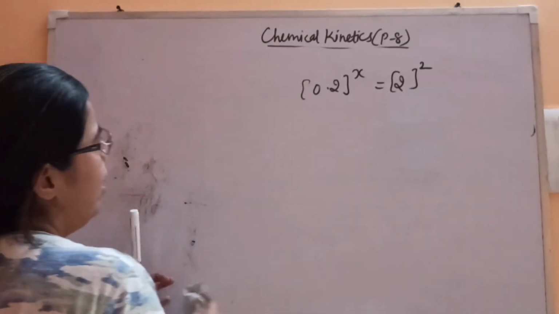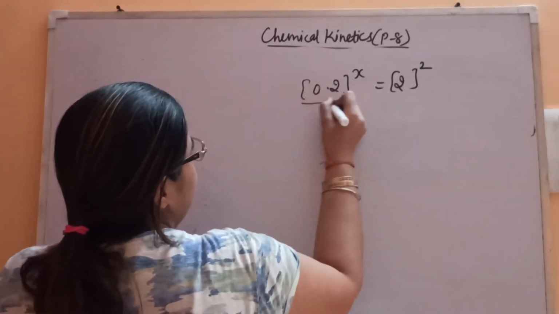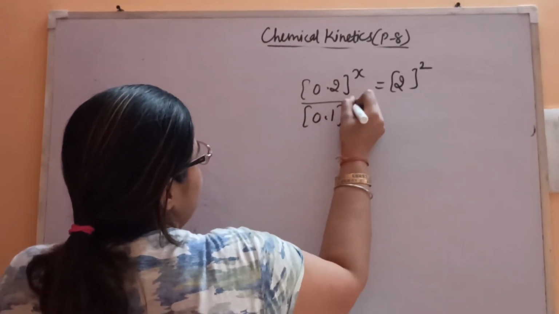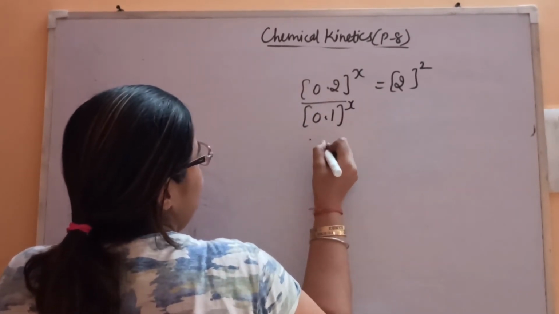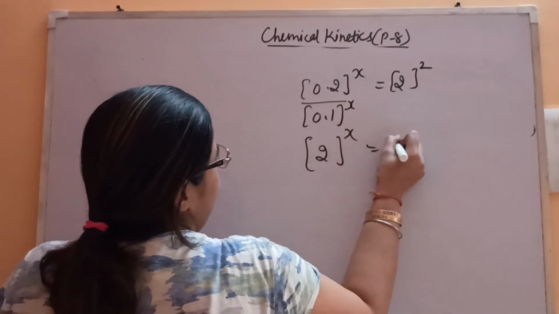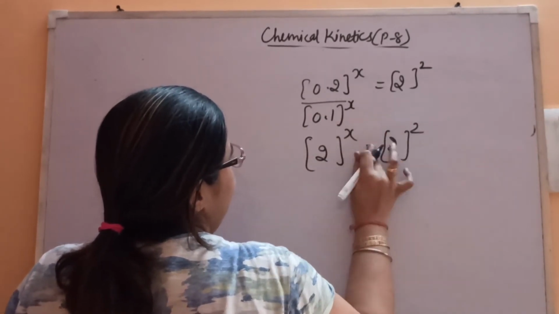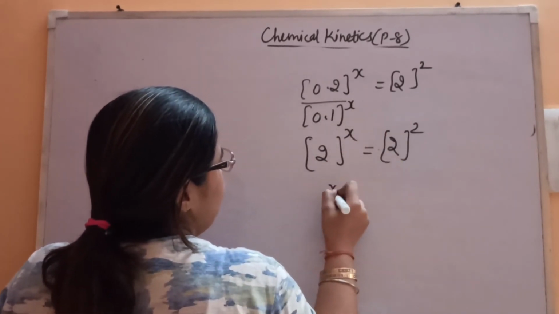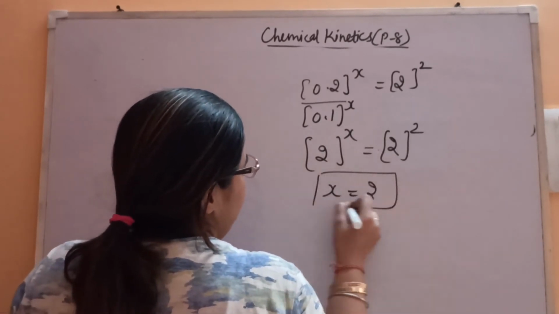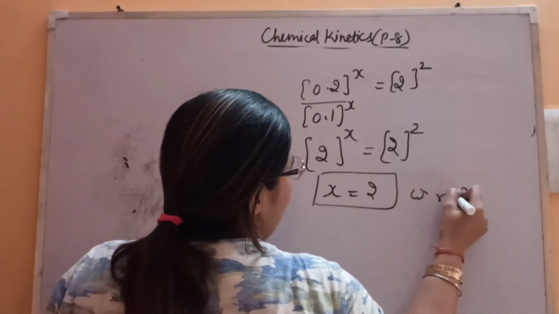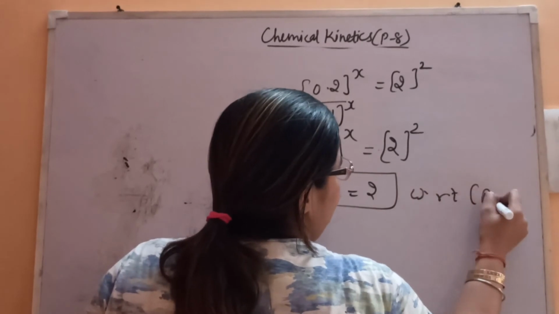So this will get cancelled out. You will be left with only 2. 2 to the power x equals 2 to the power 2, as we have written 4 like this. So x is 2 here. So the order with respect to A is 2.